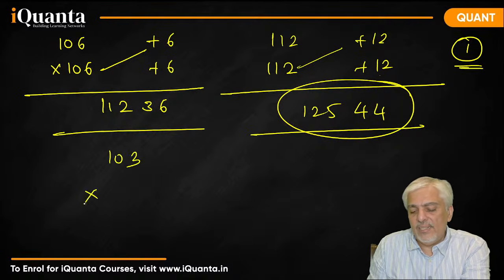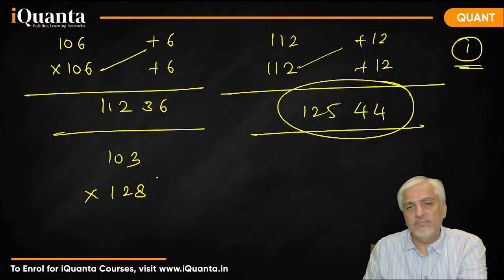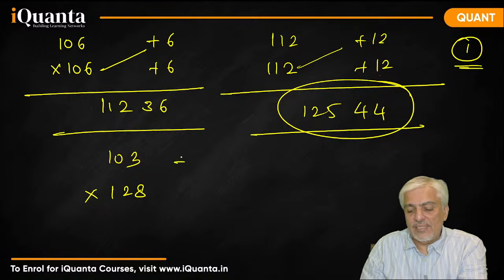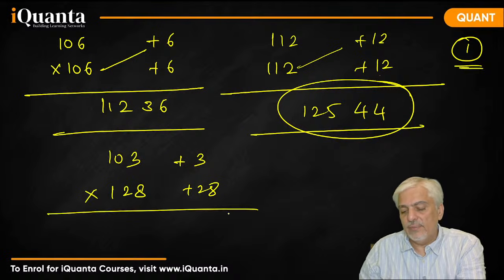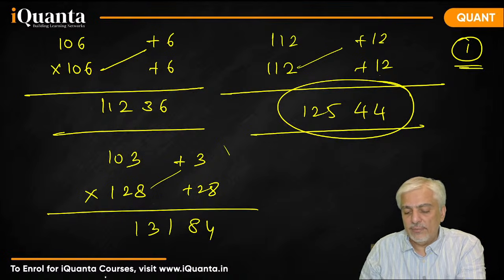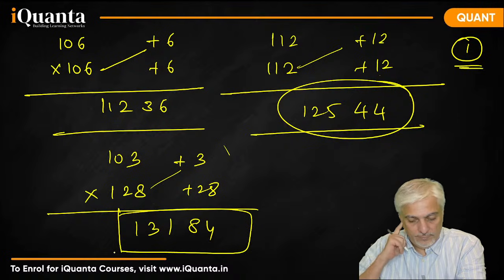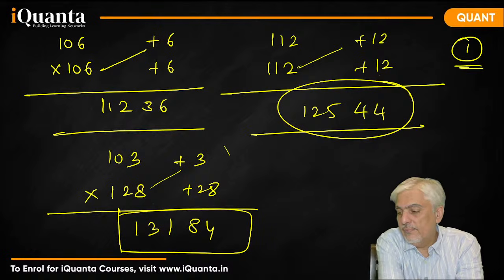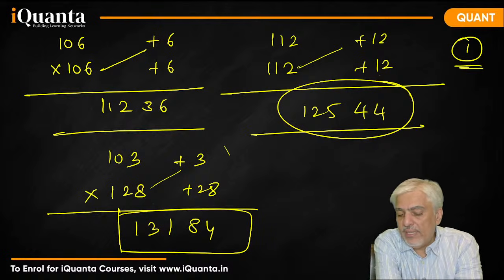103 into 128. So plus 3, plus 28. 28 3s are 84. 128 plus 3, 131. Don't forget the carryover, okay? Whenever there is a carryover, don't forget that.